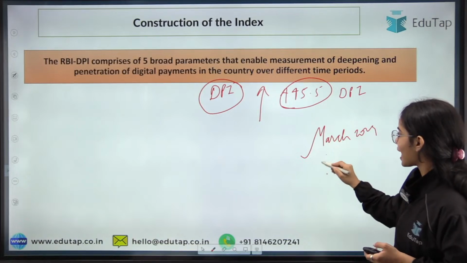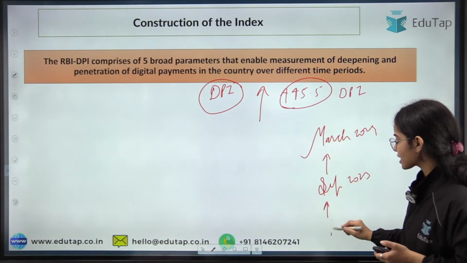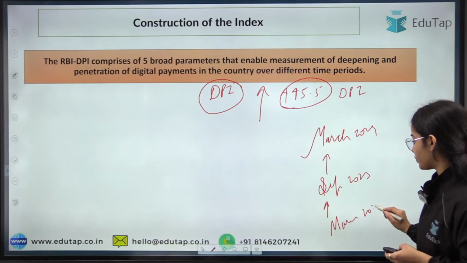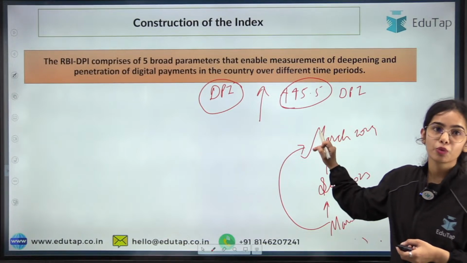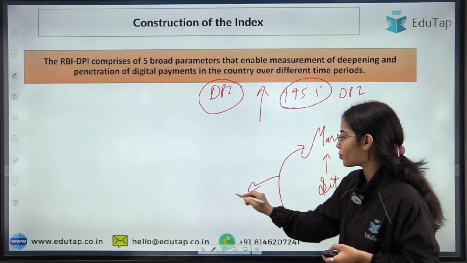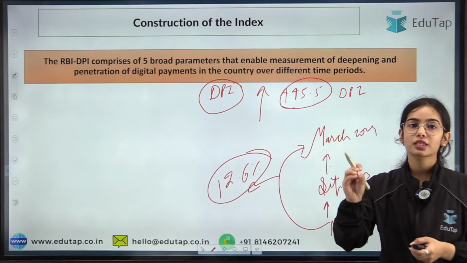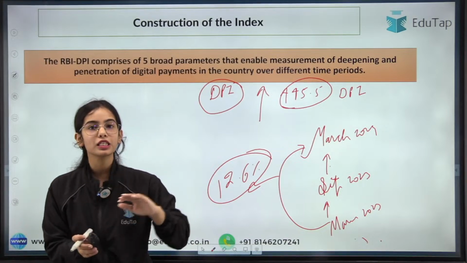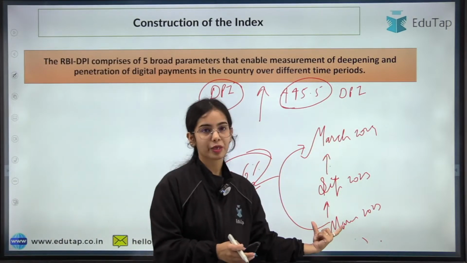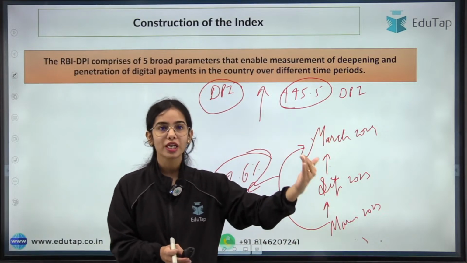That is higher as compared to September 2023, and this is higher as compared to March 2023. That is, if we see year on year, if we compare March 2023 to March 2024, there is a growth of 12.6%. So this is the basic idea. And the DPI, Digital Payment Index, is released for March and for September. There are 2 time periods, that is for March every year and for September.